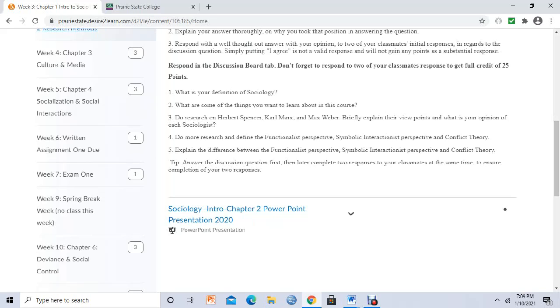I talk about Herbert Spencer, Karl Marx, Max Weber, these guys in the discussion question in the PowerPoint, but I want you to also search the internet for more information about Herbert Spencer, Karl Marx, and Max Weber. Briefly explain their viewpoints and what is your opinion of each sociologist. These are very interesting persons. I chose these three, but I need you to go back and discuss it a little bit.